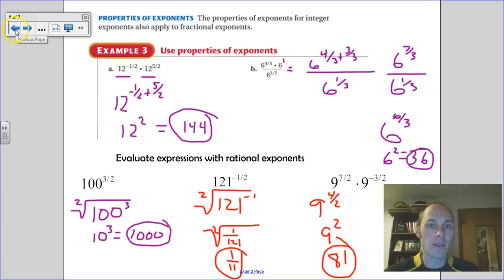So we've learned how to evaluate expressions with rational exponents and connect those to cube roots and square roots.